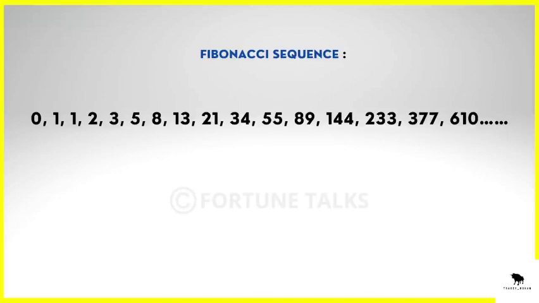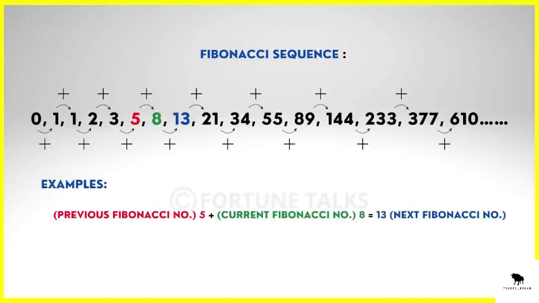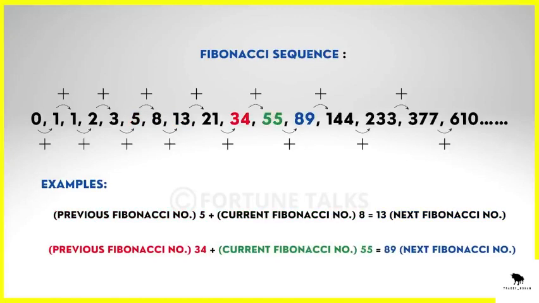Now, it's very easy. Each number in the sequence is formed by adding the two consecutive numbers before it. So, if you add 5 and 8, you will get 13, which is the next number in the Fibonacci sequence. And if you add 34 and 55, you get 89, and the sequence goes on to infinity.